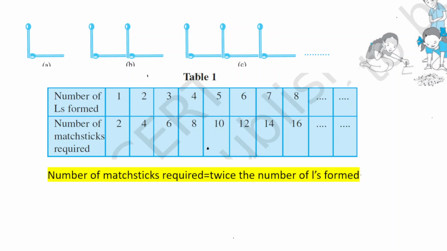Okay children, here the children are making simple patterns of letters by using matchsticks. Here they form the letter L by using two matchsticks.